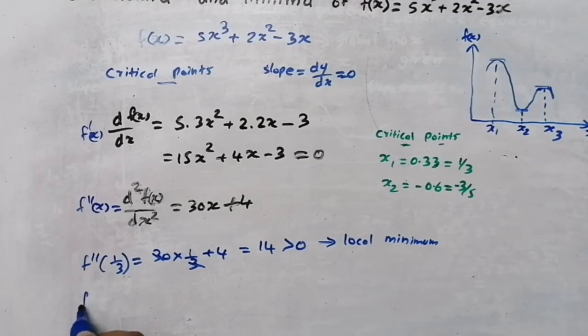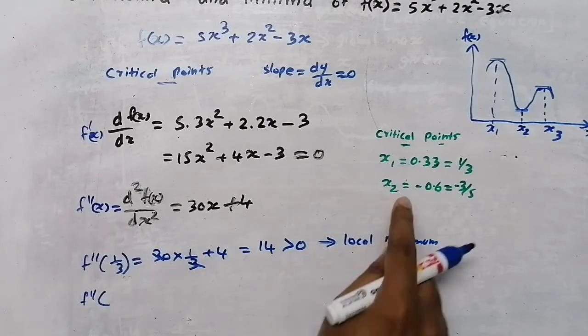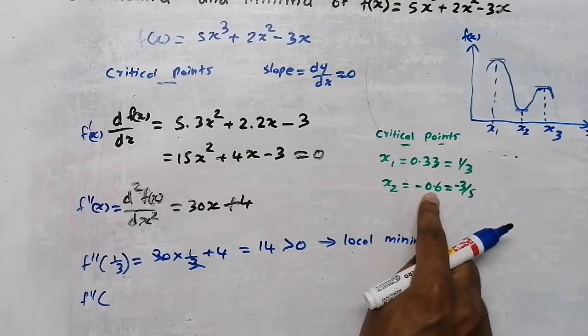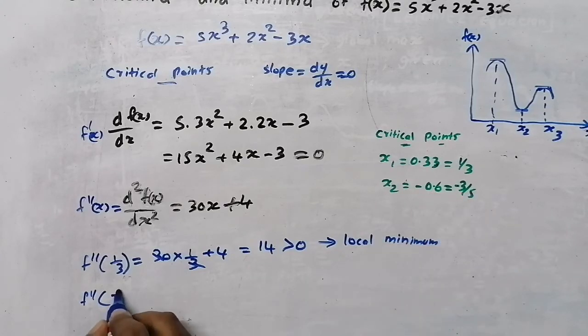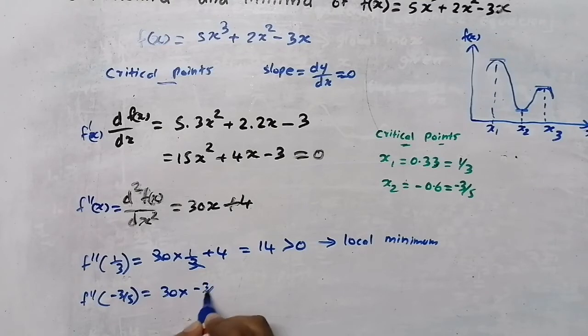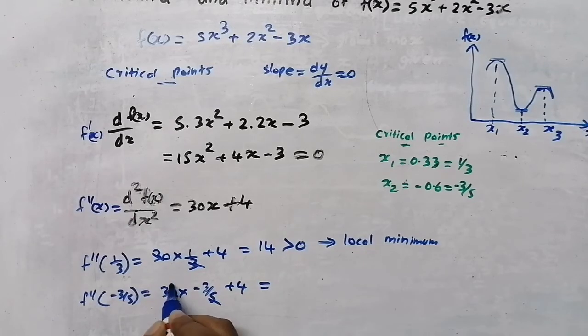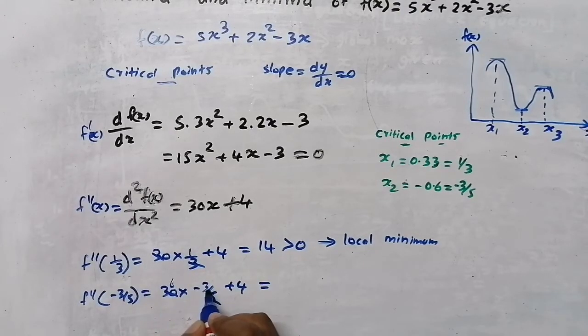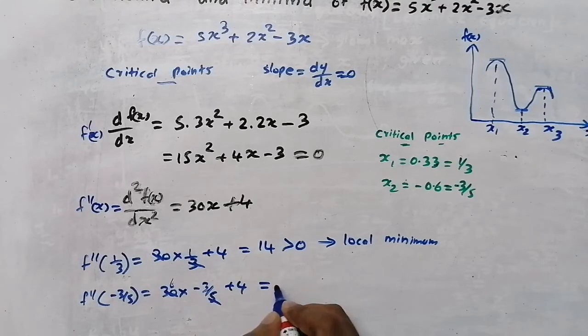Now I am going to put my second value, f double dash of x2. x2 is minus 0.6, or in fraction it is minus 3 by 5. So in this function I put 30 multiplied by minus 3 by 5, plus 4. So 5 and 30 get cancelled. 5 sixes are 30, and 6 multiplied by 3 is 18, so it will be minus 18 plus 4. Minus 18 plus 4 is minus 14.